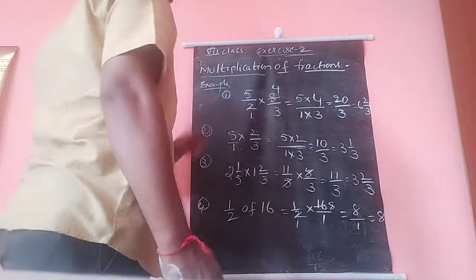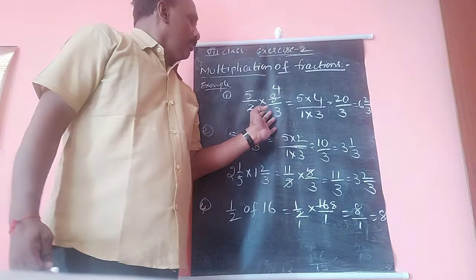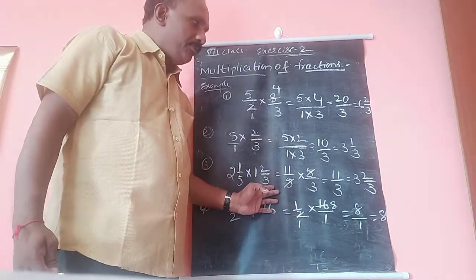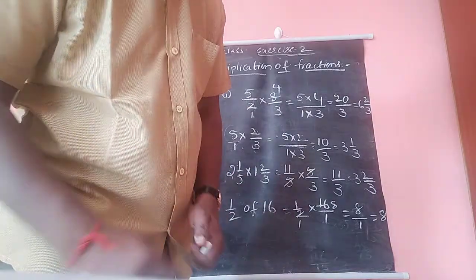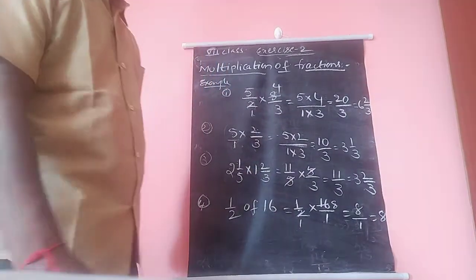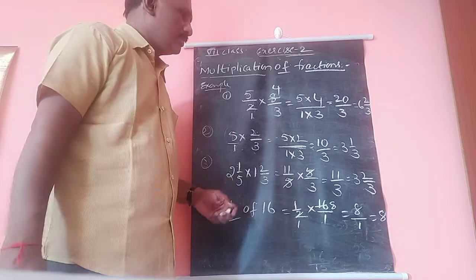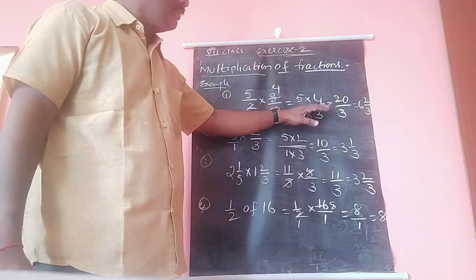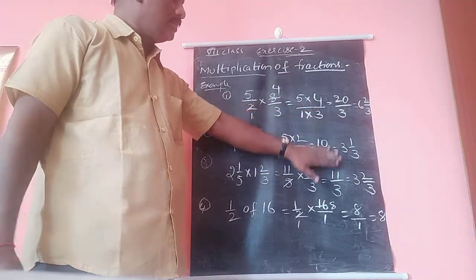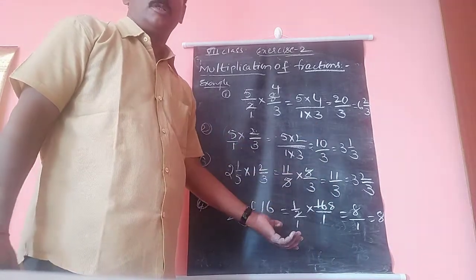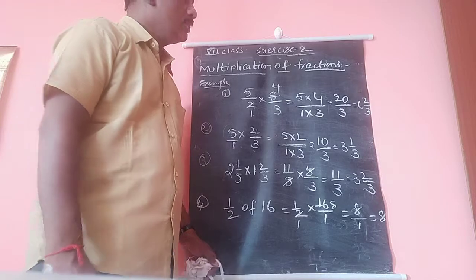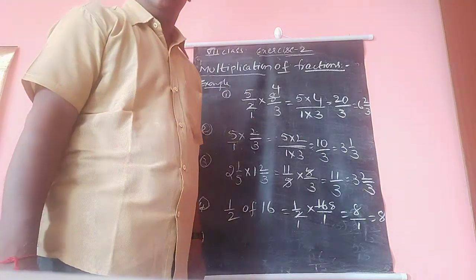So these are the different models of multiplication of fractions, children. These are only some more examples. Now we will go to the exercise problems. Okay, children, up to here you can write in your classwork notebooks and practice more and more. Tomorrow we will start the second exercise in the next class. Thank you, children.